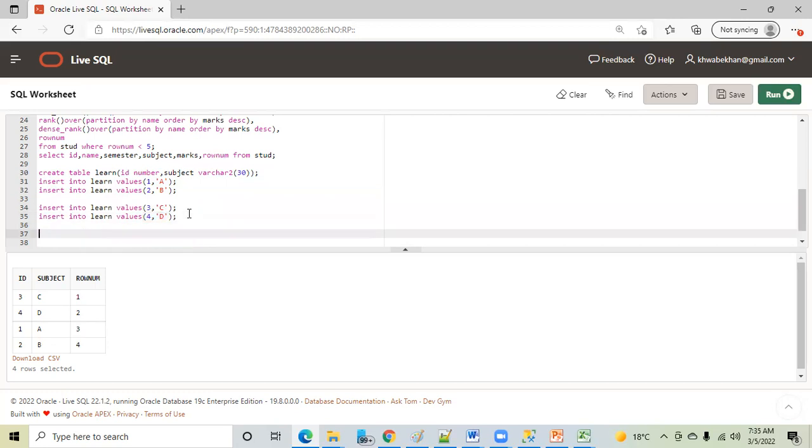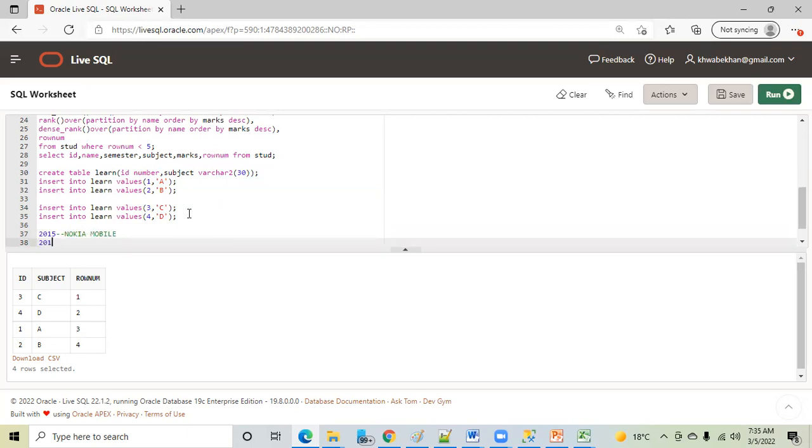You're not getting it, right? See, how can I give an example. Say in 2015 you bought a Nokia mobile. This is your transaction, and it is your recent transaction, correct? In 2016, you bought a Samsung mobile. Now, which is your recent transaction? Samsung. This is your recent transaction and this will become your old transaction.